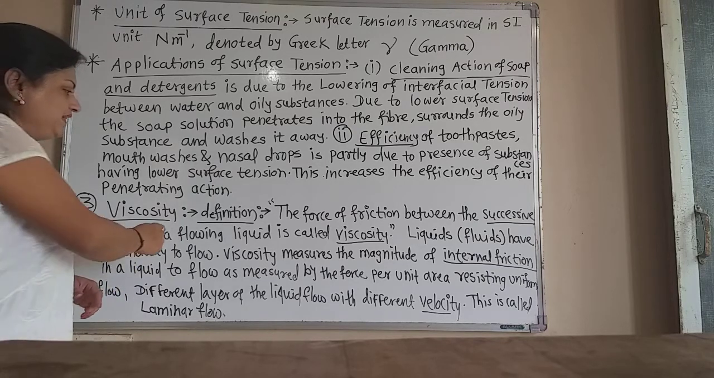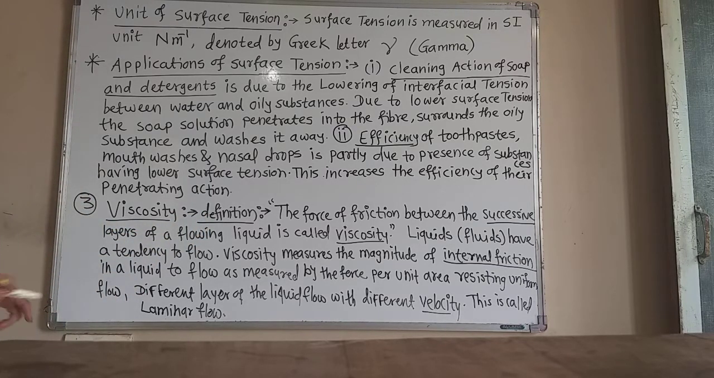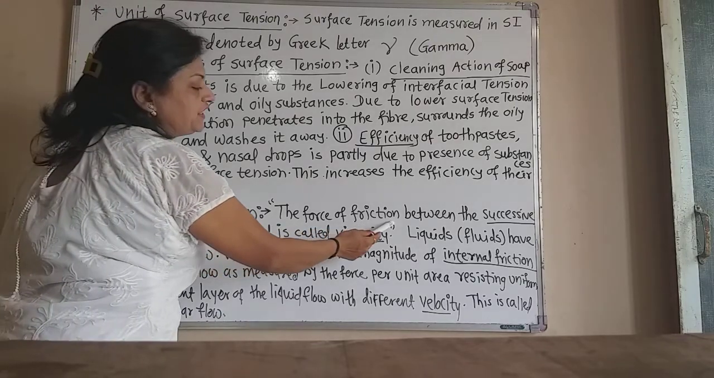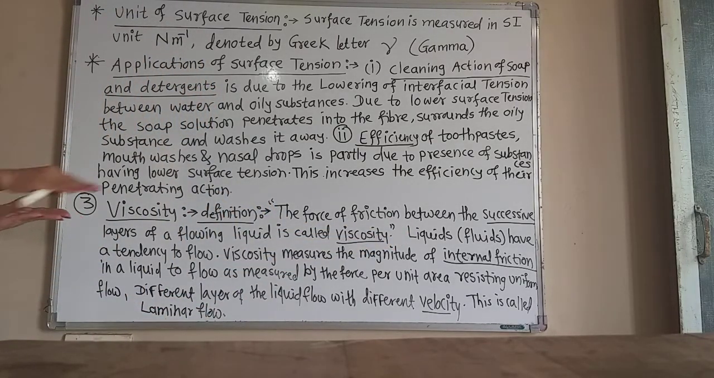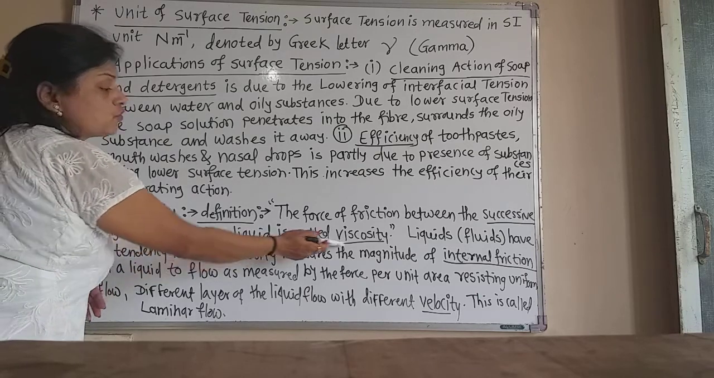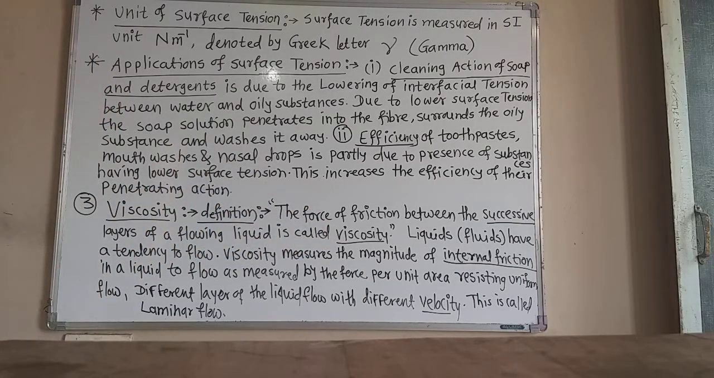And this viscosity is nothing but the force of friction. So what is the definition of viscosity? Viscosity is the force of friction between the successive layers. Two successive layers flow, and due to that there is a force of friction between them. The force of friction between the successive layers of a flowing liquid is called viscosity.